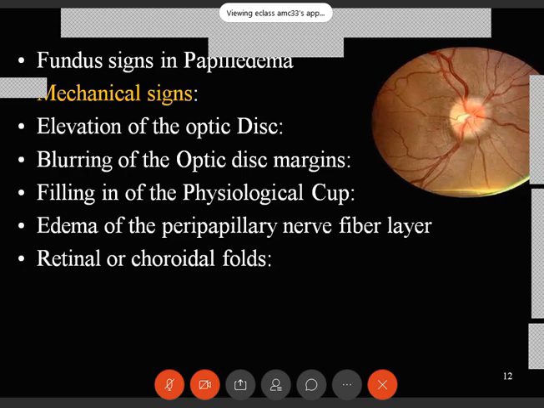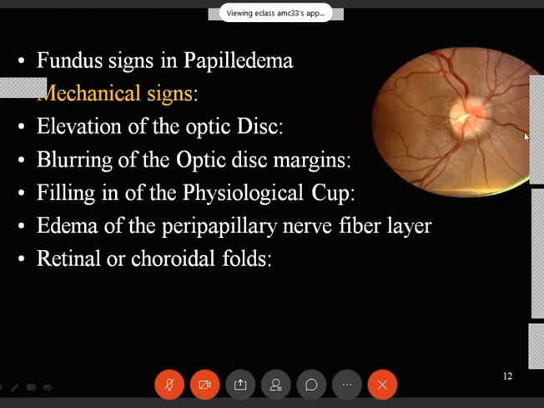This is early papilledema, where fewer folds are seen and edema is minimal. The early signs are elevation of the optic disc and blurring of the disc margins. The disc is elevated due to the accumulation of passive fluid. The physiological cup is filled. Superior, inferior, and nasal margins are blurred, while temporal margins are well defined. There is slight edema of the peripapillary nerve fiber layer, and retinal and choroidal folds.